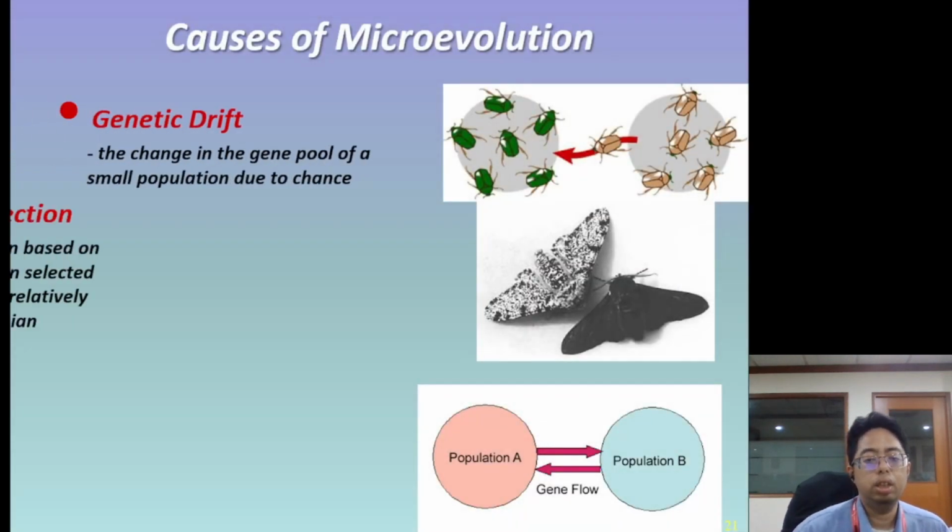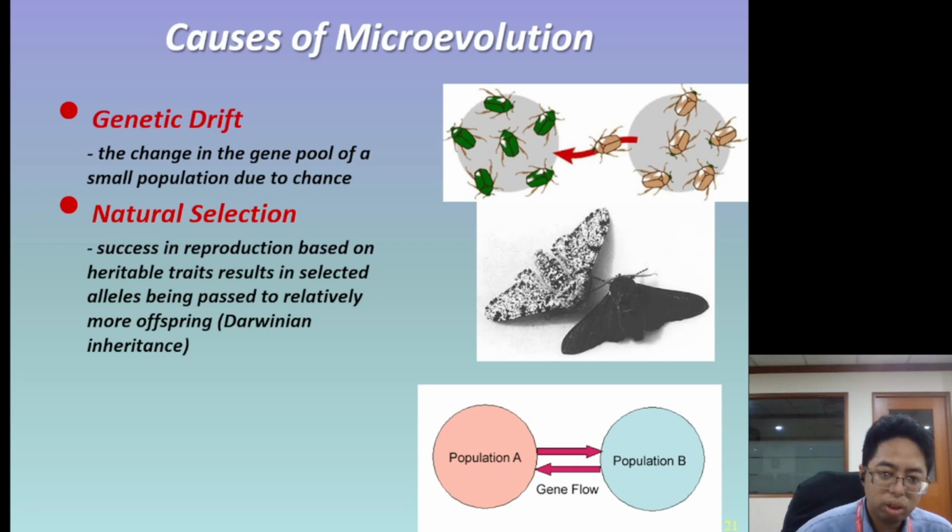Causes of microevolution. First is genetic drift. It is a small change of the gene pool by chance. Second is natural selection. It is successive reproduction based on heritable traits, resulting in selected alleles being passed down to relatively more offspring. So it's called Darwinian inheritance. If they are able to withstand the changing environment, they get to live. And when they live, they can breed. And when they breed, they have children who carry the trait that the parents have.